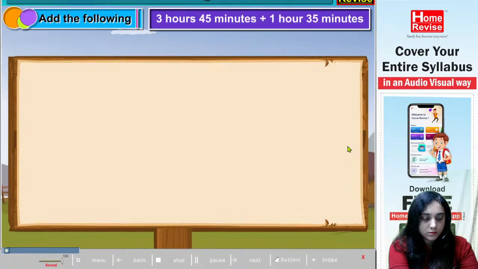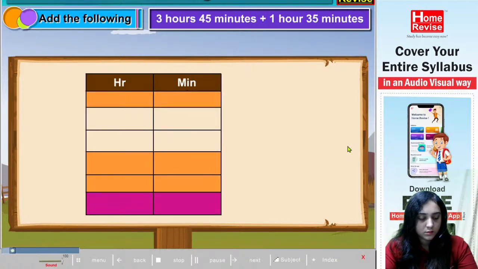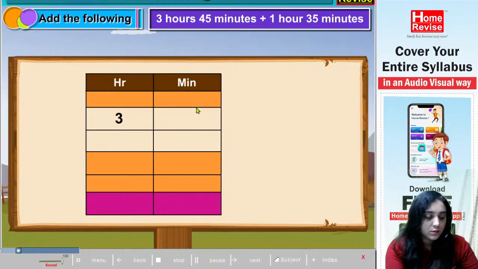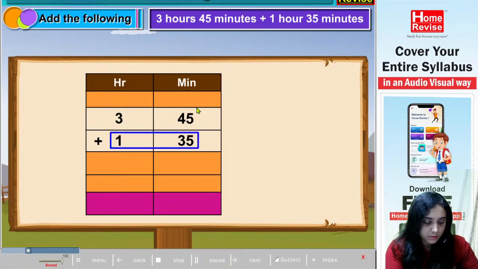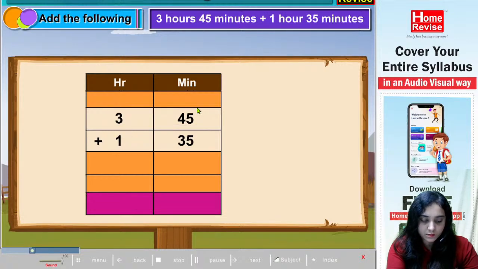3. 3 hours 45 minutes plus 1 hour 35 minutes. We write it down vertically in the hours and minutes column respectively. We write down 3 hours 45 minutes as 3 in the hours column, 45 in the minutes column. 1 hour 35 minutes is written as 1 in the hours column, 35 in the minutes column. So now to add 1 hour 35 minutes to 3 hours 45 minutes, we first look at the minutes column, where we add 45 to 35.